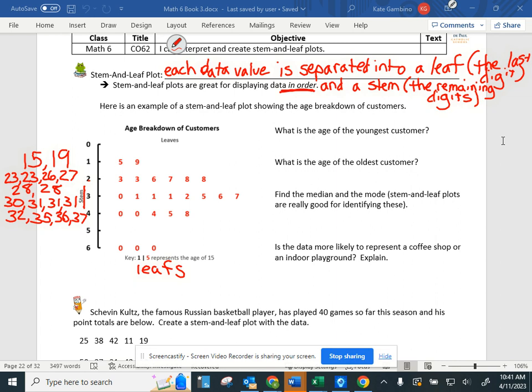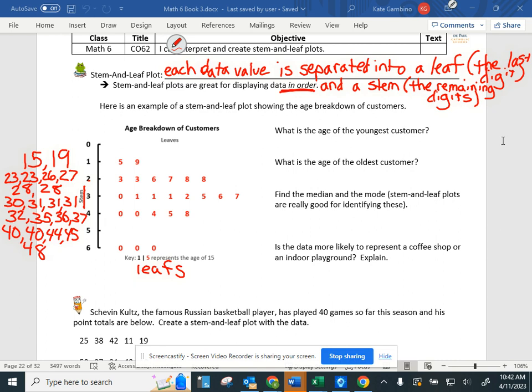Is it ever going to be laid out differently, like the plot? You're always going to have your stem on the left and your leaves on the right. So whatever's on the left is what you put in front of the leaf. So a stem and leaf plot will always be set up that way. Olivia, what are my numbers that go with the stem of 4? 40, 44, 45, and 48.